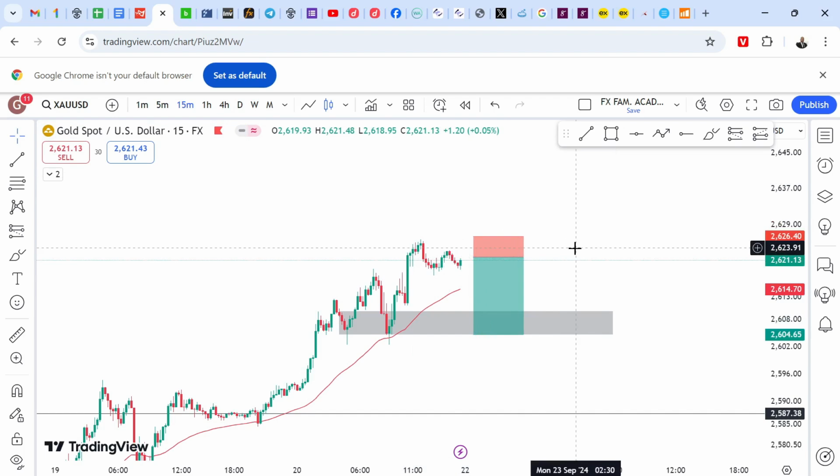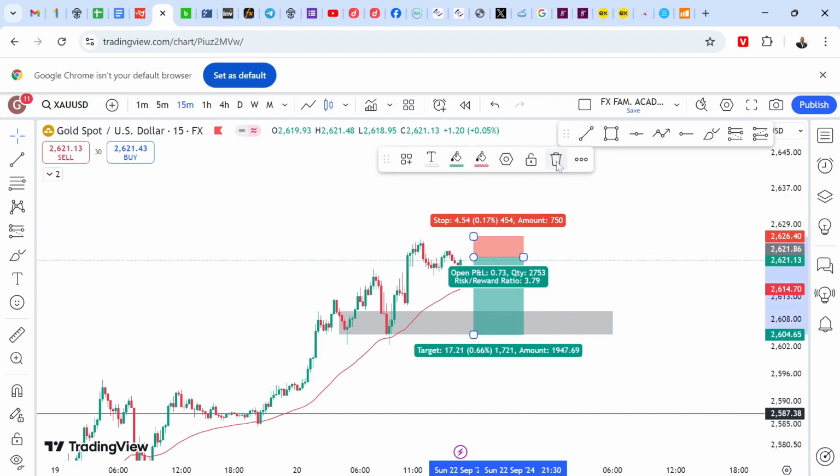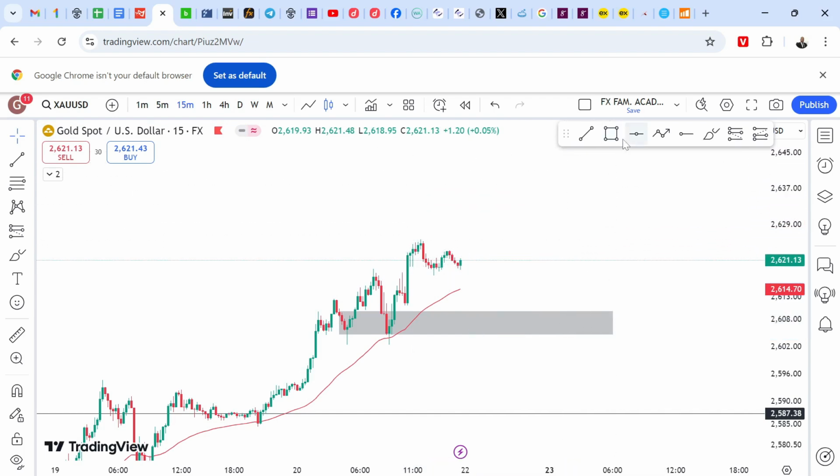But it's not yet a complete setup. You want to wait and be more conservative. Let price break this zone, which is a little support, and come back for a retest. Then you can go in here.